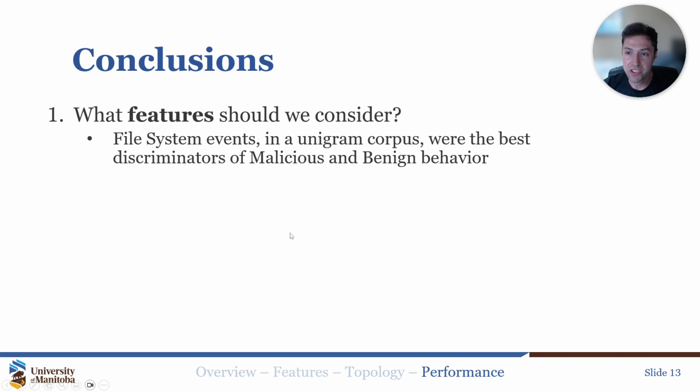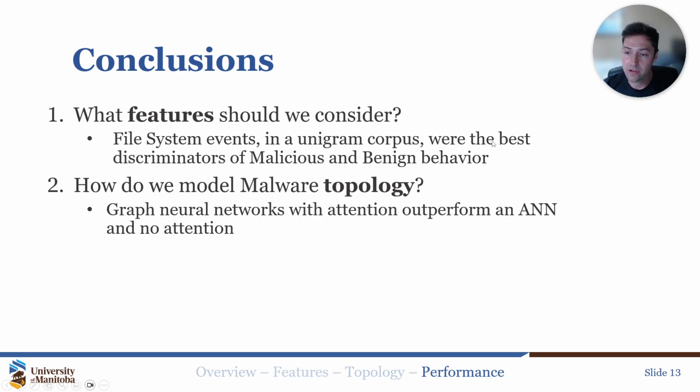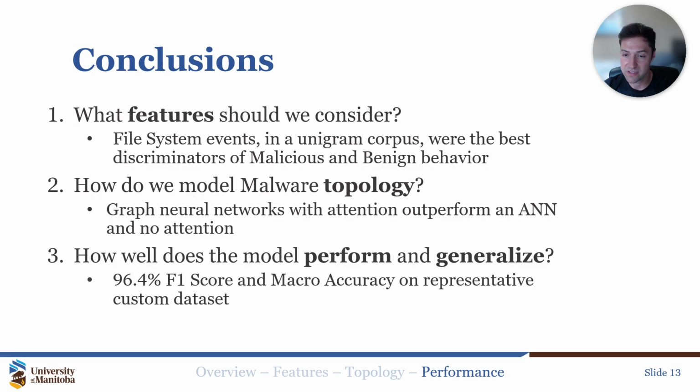So as a quick conclusion, we answer our questions. What features should we consider? It turns out file system events with the Unigram corpus were the best discriminators of malicious and benign behavior. And how do we model topology? Graph neural networks are uniquely suited for this, and the use of attention outperforms simple ANN, which would follow from any machine learning algorithm. It also shows improvements over the non-use of attention.